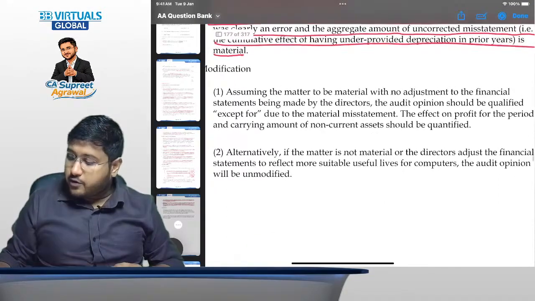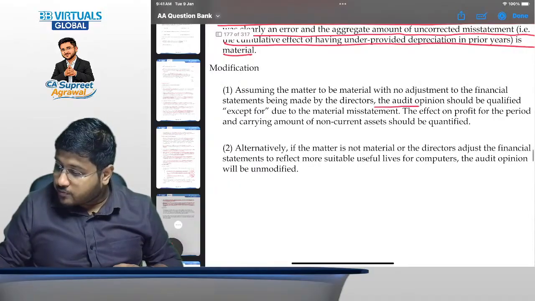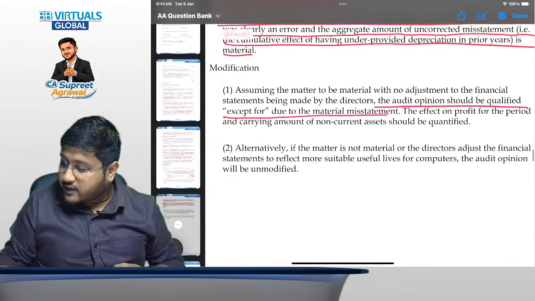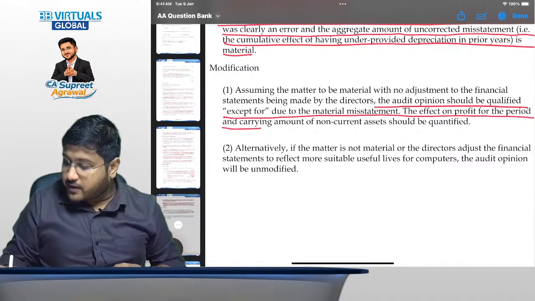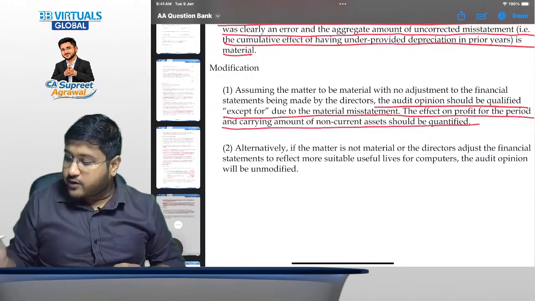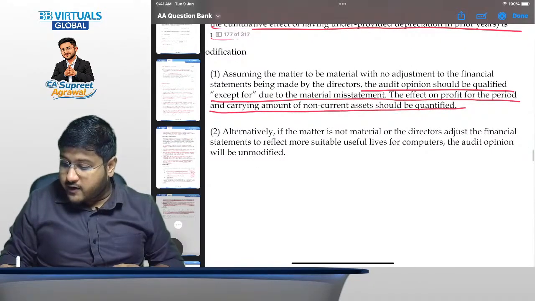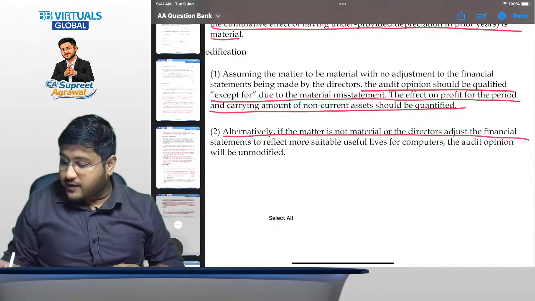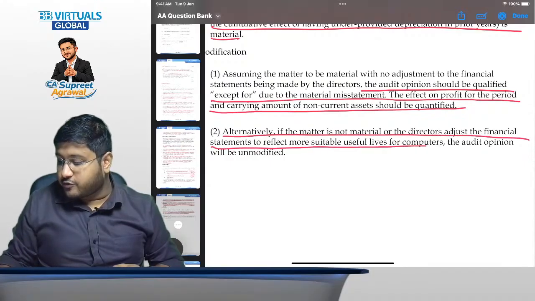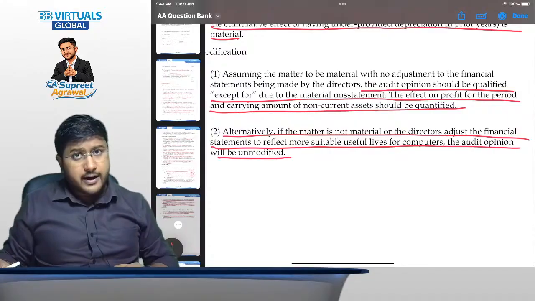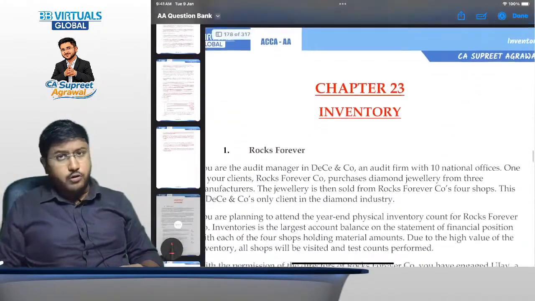Now, modification. When we talk about the modification, the audit opinion should be qualified except for, due to material misstatement, and the effect on profit or loss for the period and the carrying amount of non-current assets should be quantified. Alternatively, if the matter is not material or the directors adjust the financial statements to reflect a more suitable useful life for computers, the audit opinion will be unmodified. This is very, very important for all of us to understand.